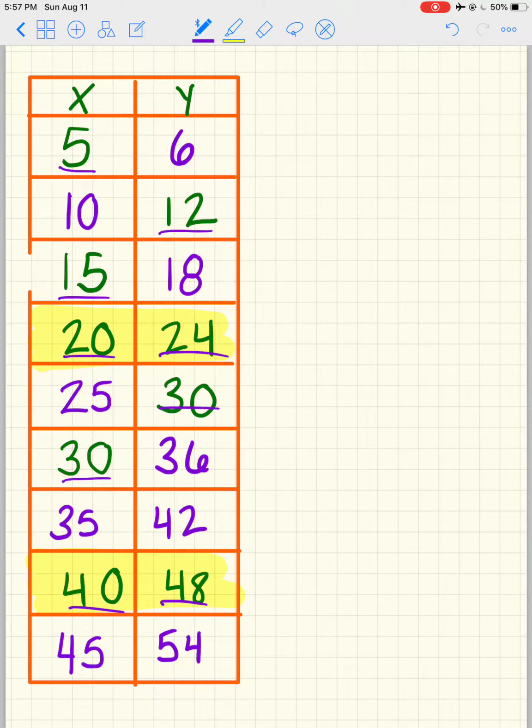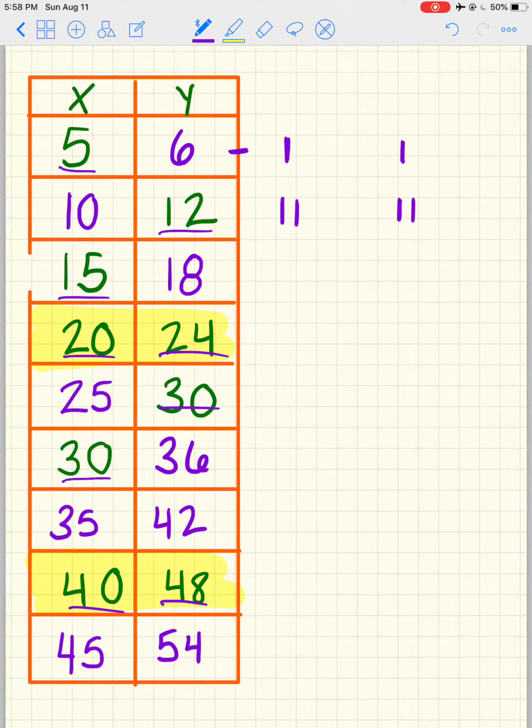So, since we know that this was skip counting by 5s, and this was skip counting by 6s, in this first box, we have 1 5 and 1 6. Because 5 times 1 is 5, 6 times 1 is 6. This next box, we have 2 5s and 2 6s is what it should be. So 5 plus 5 is 10. 6 plus 6 is 12. So that's good.